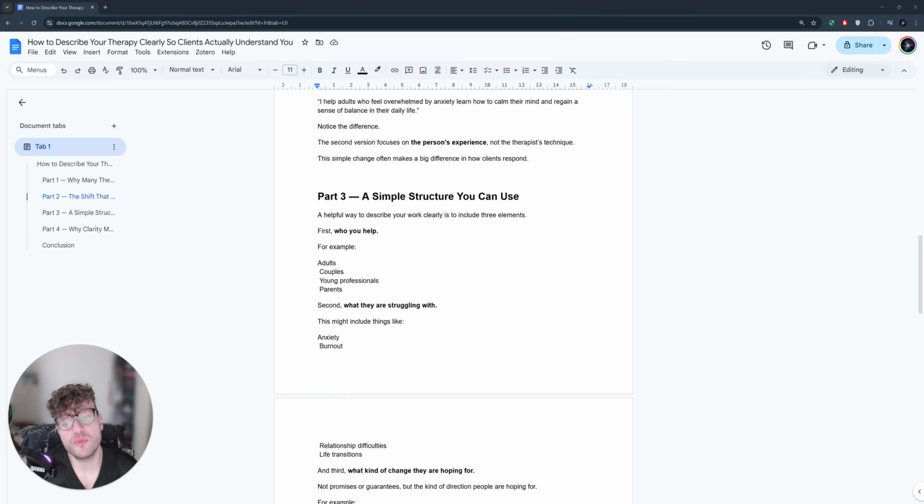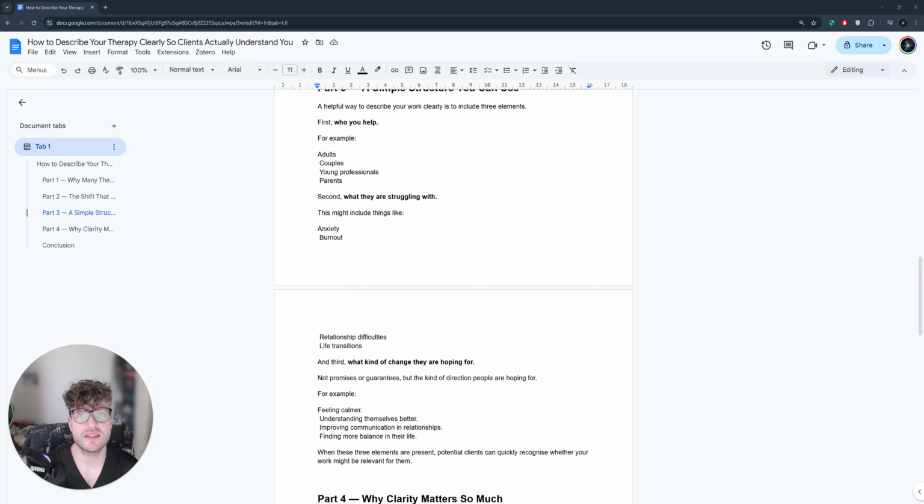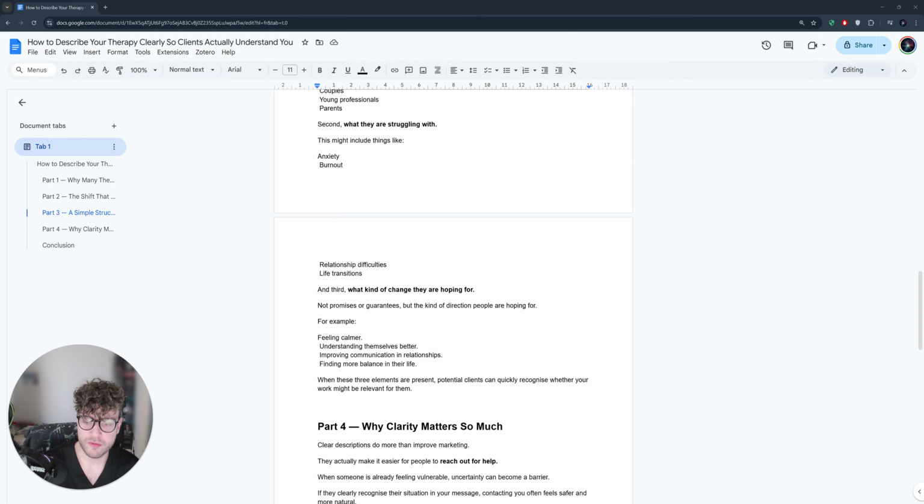A helpful way to describe your work clearly is to include three elements. The first one is who you help. For example, adults, couples, young professionals, parents, teens, CEOs. Second, what are they struggling with? This might include things like anxiety, burnout, relationship difficulties, life transitions, and many other problems. And third, what kind of change they are hoping for. Not promises or guarantees, that's not acceptable, but the kind of direction people are hoping for. For example, feeling calmer, understanding themselves better, improving communication in relationships, finding more balance in their life, and many other benefits or solutions that they would like to get.